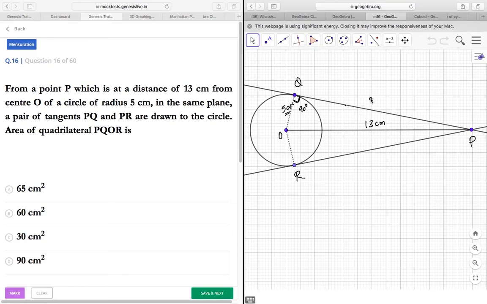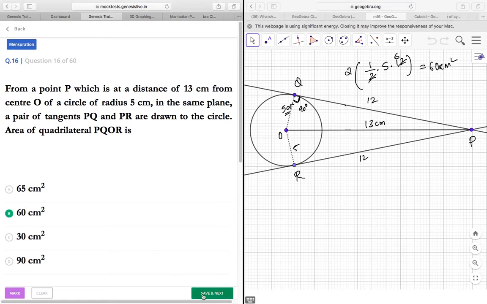Pythagorean triplets 5, 12 and 13. Similarly, this is also 5, 12 and 13. Both have to be the same, symmetry, correct? So now it's very simple. The area of the quadrilateral is nothing but 2 times the area of the triangle. Area of a triangle is half into base. Base, I'll take it as radius, that is 5, into height 12. 6 5s are 30, 2 30s are 60 square centimeters. Option B.